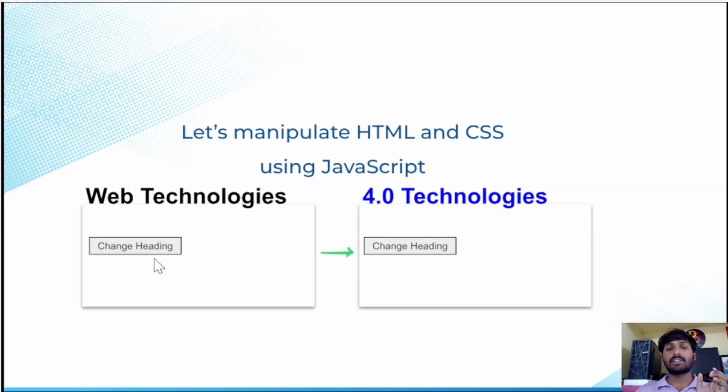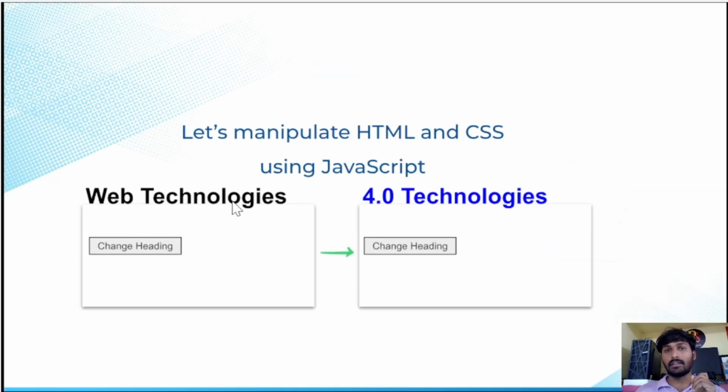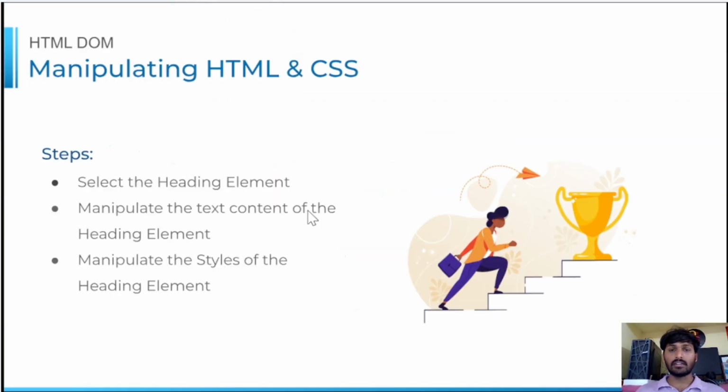When we click change heading, it will change to 4.0 technologies, and its style will also change to blue color. Okay, there are some steps to follow, then we can achieve that example. Let's see the steps. Select the heading element. First of all we have to select, because we have to manipulate this heading. So first step, you have to select that element.